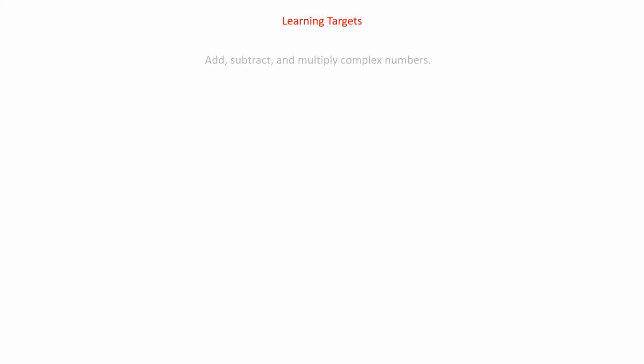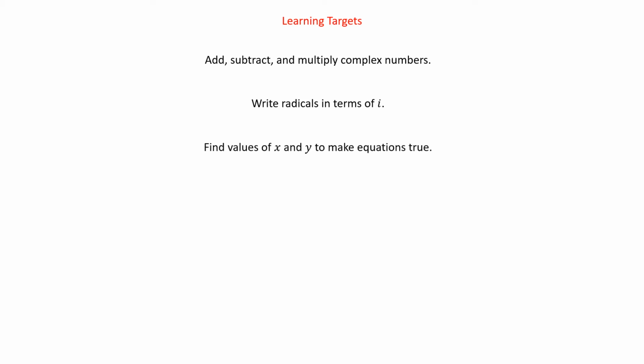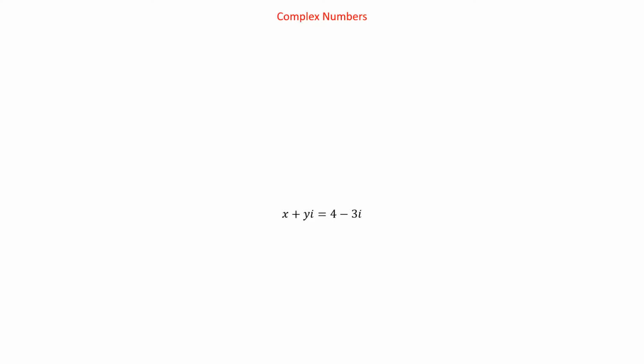Our learning targets for today. We can add, subtract, and multiply complex numbers. We can write radicals in terms of i. We can find values of x and y to make equations true. We can write a complex number in standard form. And we can multiply a complex number by its conjugate. That's a problem coming up here in just a second.